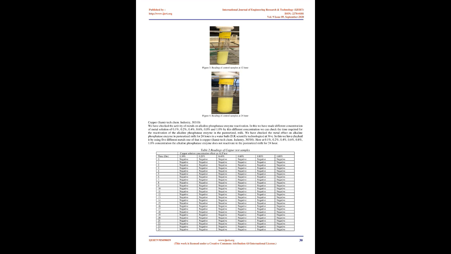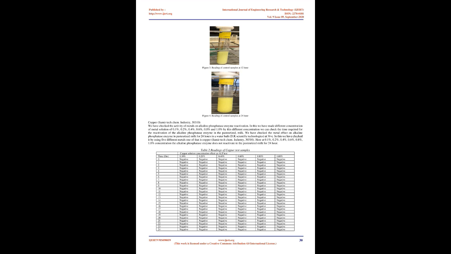pasteurized milk. We have checked the metal effect on alkaline phosphatase enzyme in pasteurized milk for 24 hours in a water bath, D.K. Scientific Technologies, at 36°C. In this we have checked it by using 5 different metals, one of that is zinc, SD Fine Chem. Limited, 20,297K05. Here at different times the alkaline phosphatase enzyme gets activated in the pasteurized milk, which is shown in the below table. Table 3. Readings of zinc test samples.